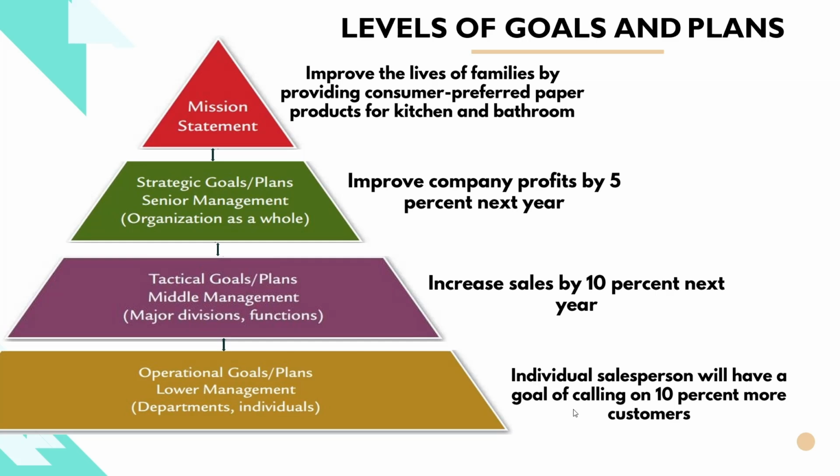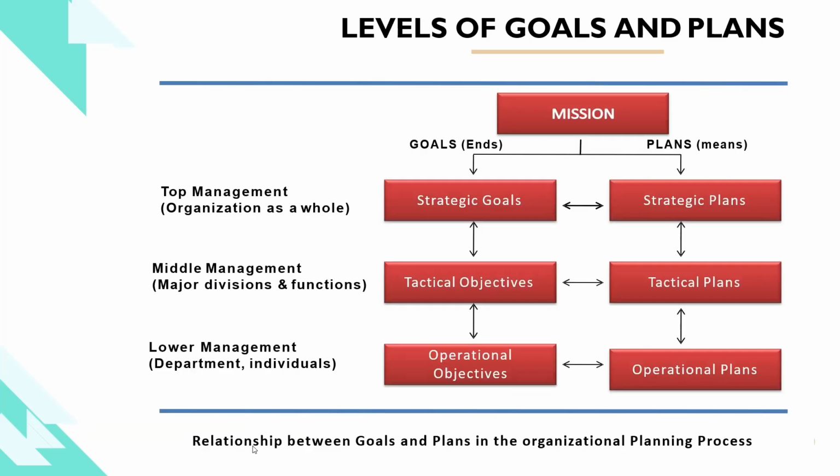Okay? So the mission statement gives the organization its overarching purpose, and from there, strategic, tactical, and operational goals are developed to achieve that mission in measurable and specific ways. Okay? So this diagram also shows us the relationship between goals and plans at the different levels of an organization, and it shows how they are interconnected and aligned with the organization's mission. Okay?